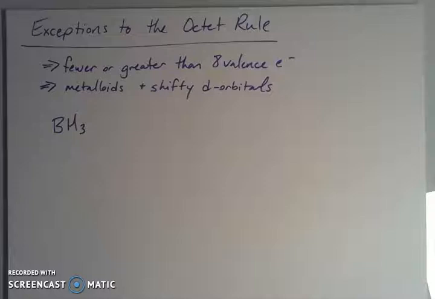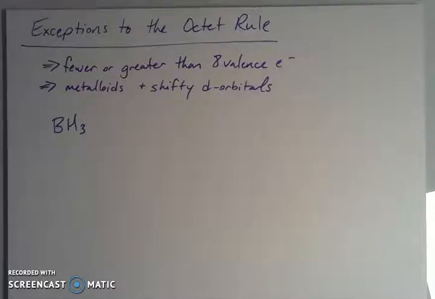Today I want to talk a little bit about the octet rule and some exceptions to it. When you first learn chemistry at an introductory level, we teach you the octet rule. We say that everyone likes a full valence, and a full valence is 8 electrons. And 8 is kind of a magic number in chemistry, and there's a lot of truth to that.